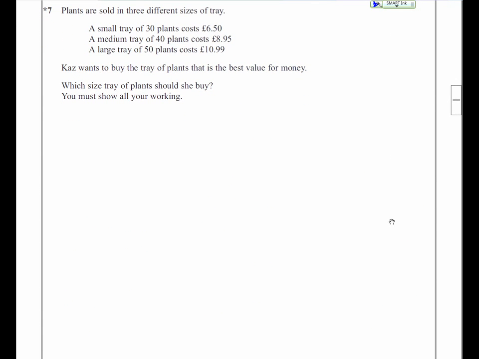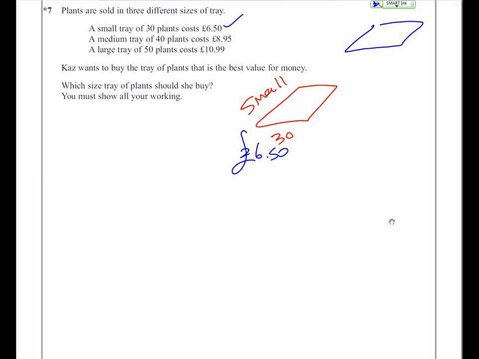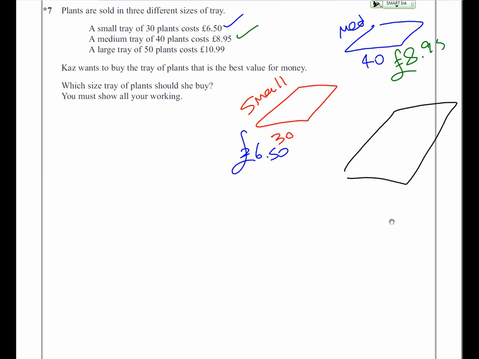Plants are sold in 3 different sizes of trays. Let me guess what I'm going to do. Diagram. Small trays hold 30 and cost £6.50. Medium tray, 40 plants. So let's call it med for median. Costs £8.95. And also, large tray of 50, cost £10.99.